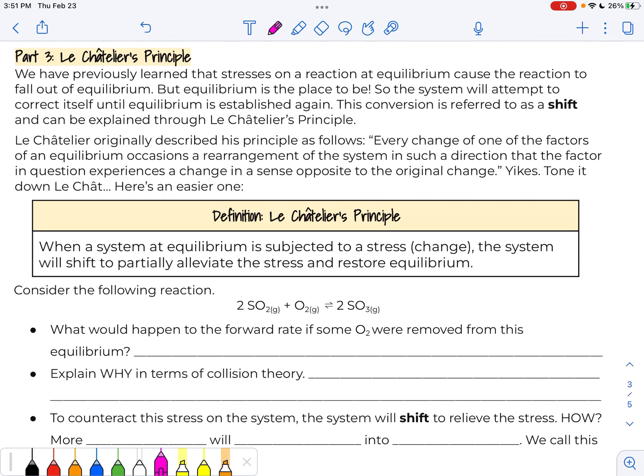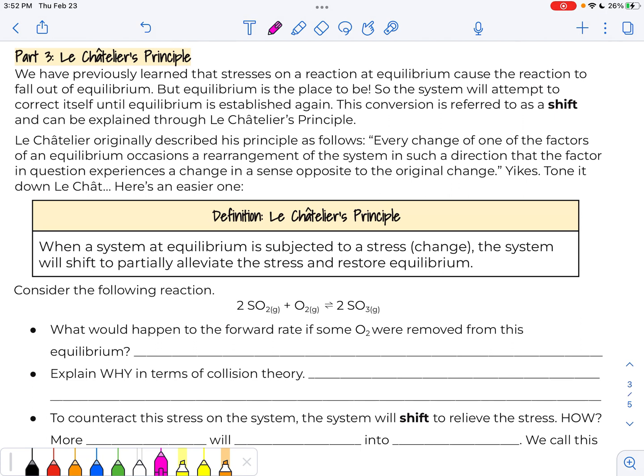So here's an easier definition. When a system at equilibrium is subjected to a stress, so if there is a change in an equilibrium system, the system will shift to partially alleviate the stress and restore equilibrium. So if there's a change, the system is going to correct itself to restore that equilibrium because that's where it wants to be. So let's figure out how we can apply this to an actual reaction.